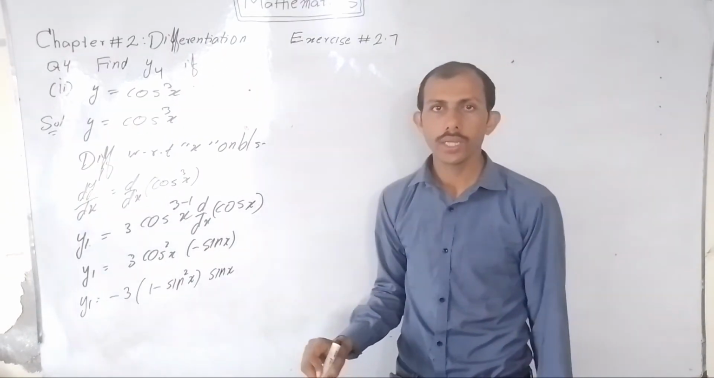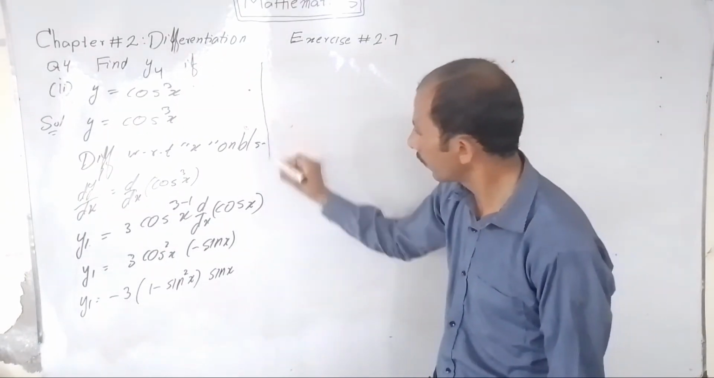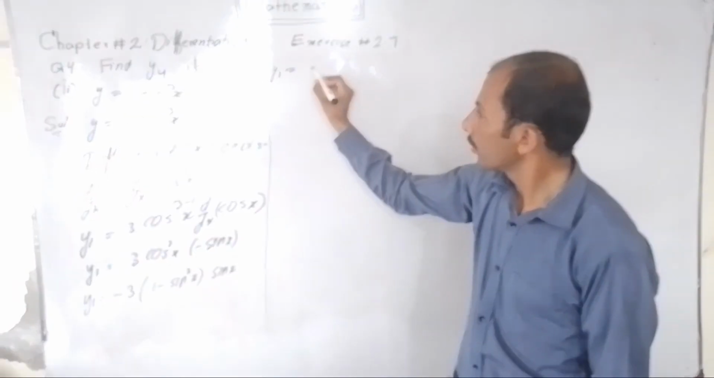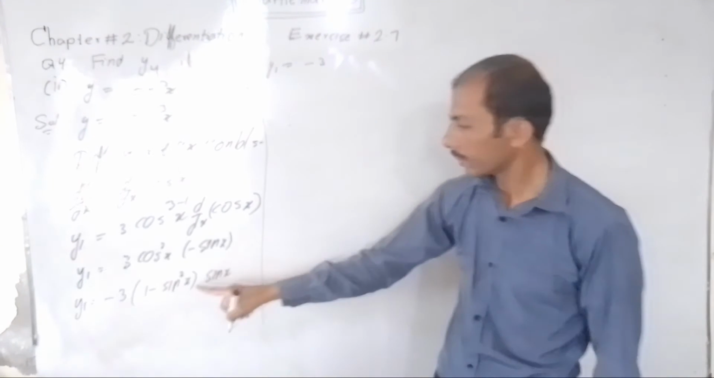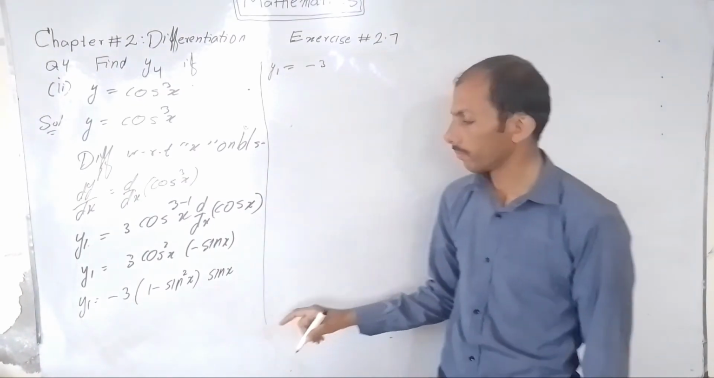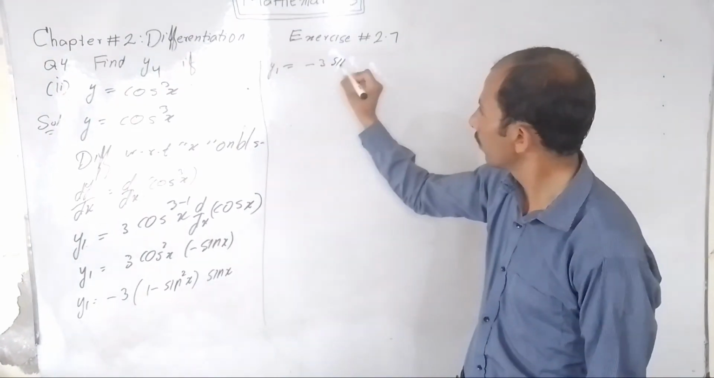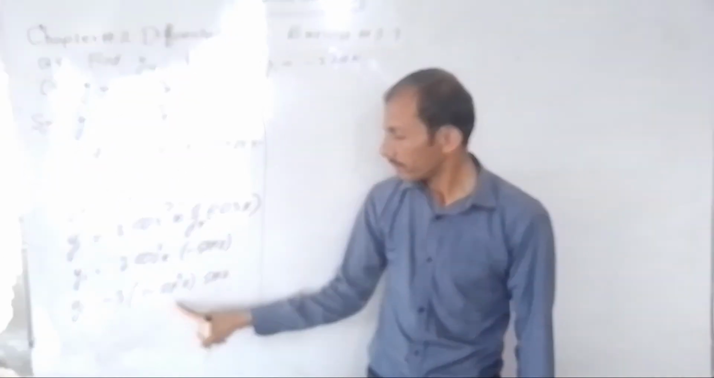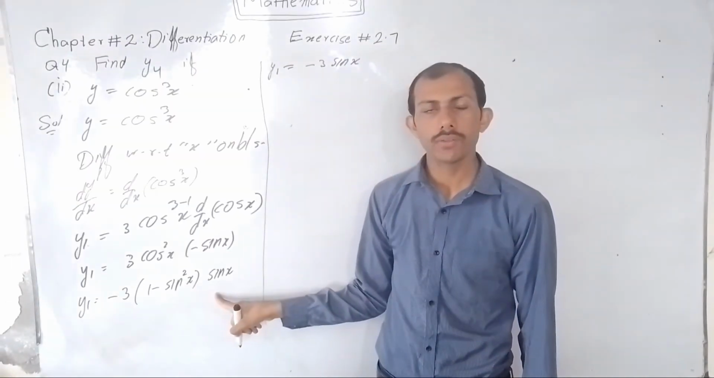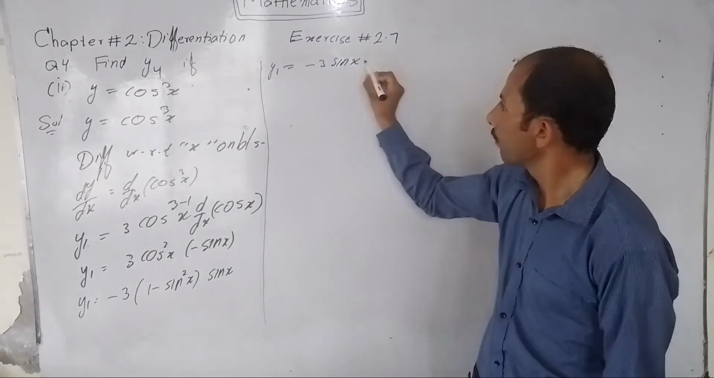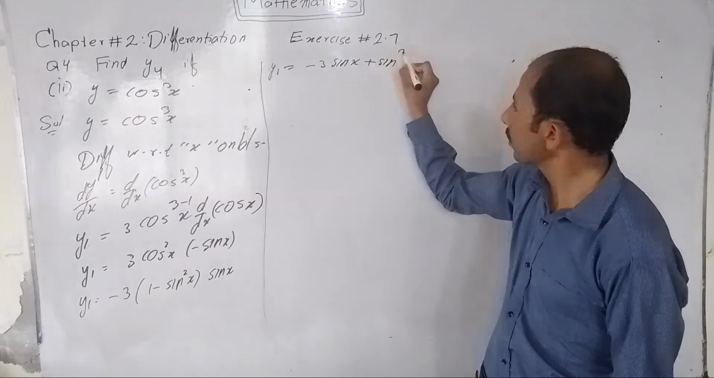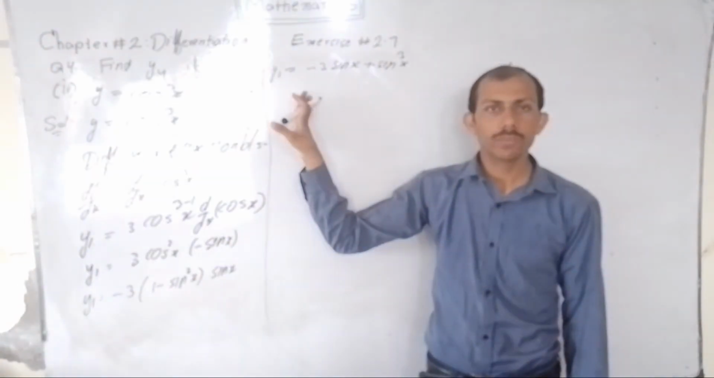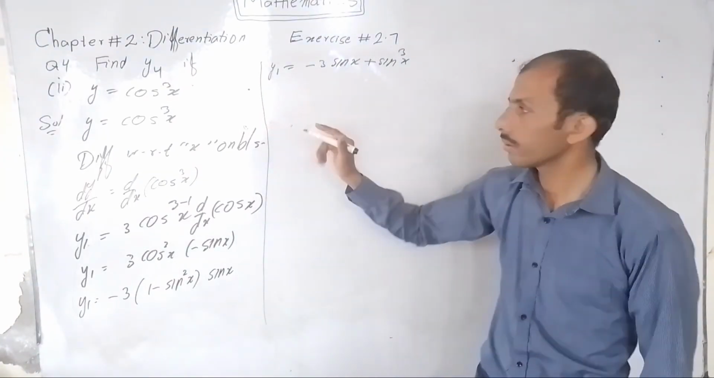So y1 is equal to minus 3 sin x, minus multiply minus is plus, sin square multiply sin is sin cube, plus 3 sin cube x. Again differentiate with respect to x on both sides.